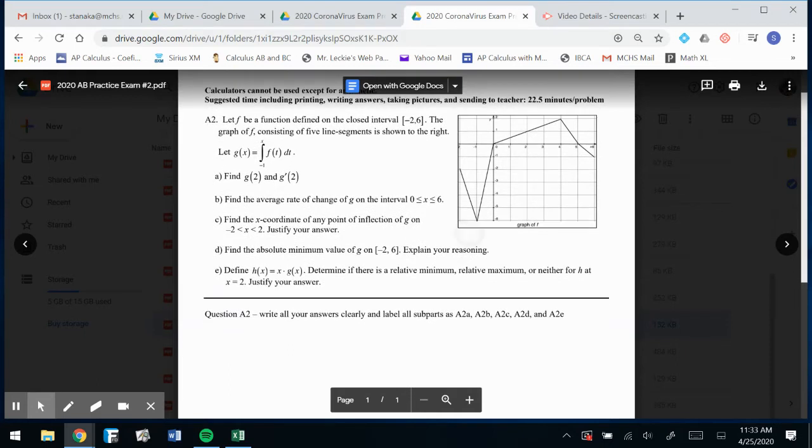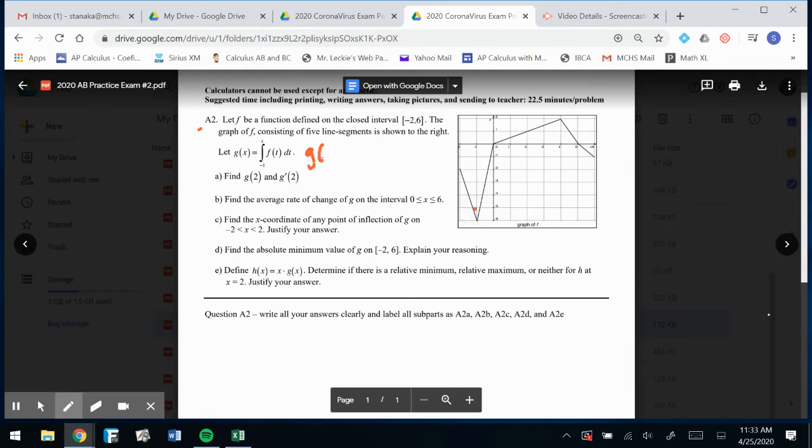Let's actually see. Okay, we're used to these problems, so hopefully we're okay. It says let g of x, f is defined by a function on the closed interval, -2 to 6. It's consisting of 5 line segments that is shown to the right. Okay, g of x is from -1 to x. Okay, so what's g of 2? All right, let's see if we remember how to do these guys.